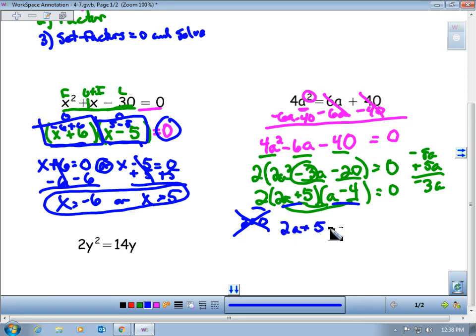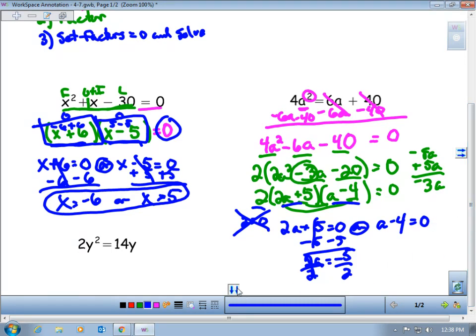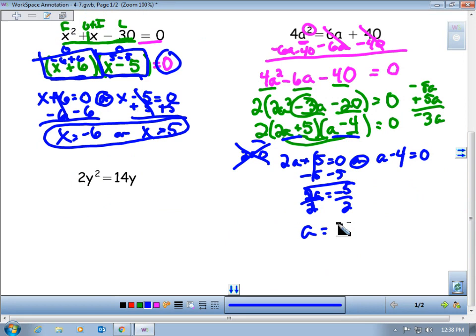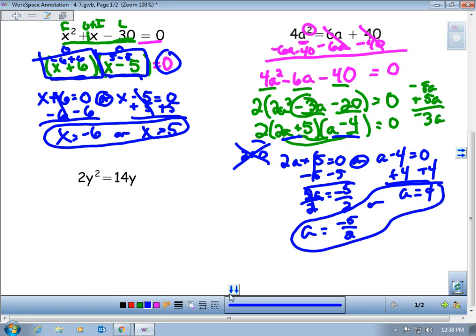So then I'm going to set the 2a plus 5 equal to 0, or the a minus 4 equal to 0. And I'm going to solve both of these. This one's a little bit uglier of an answer. And guys, you will definitely have some that are going to be what you might call ugly answers, but that's just because they're fractions. So we get a equals negative 5 halves here. Add 4, this one's a little bit easier. So we get a equals 4 here. So your solution is a equals negative 5 halves, or a equals 4.